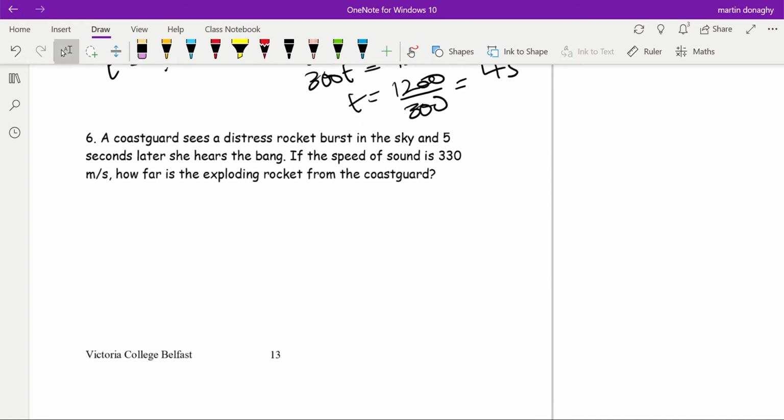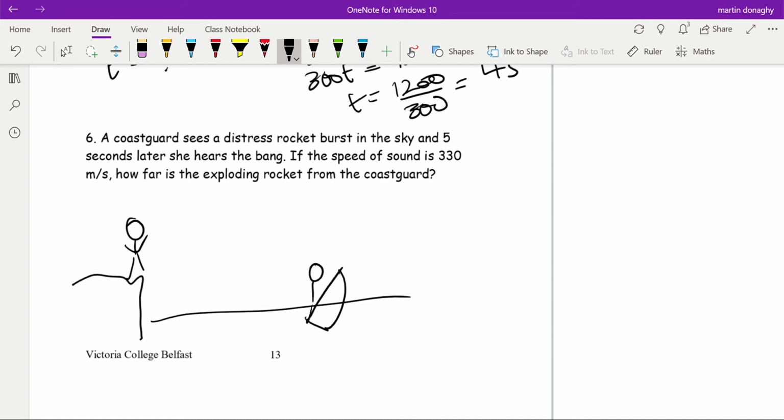Question 6, Coast Guard. There's the Coast Guard. Here's a distress rocket from someone who's sinking on a boat. So they fire a little flare in the sky, like a little firework, and the sound then travels like this. Time is 5 seconds. Speed is 330 meters per second. And this is actually a little bit of a trick question. There's no echo here. That isn't reflecting off anything. It's going straight from that burst to the Coast Guard's ears.